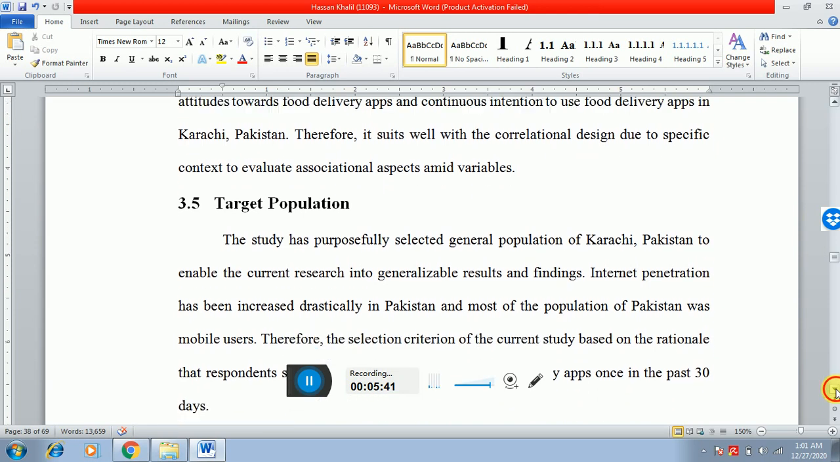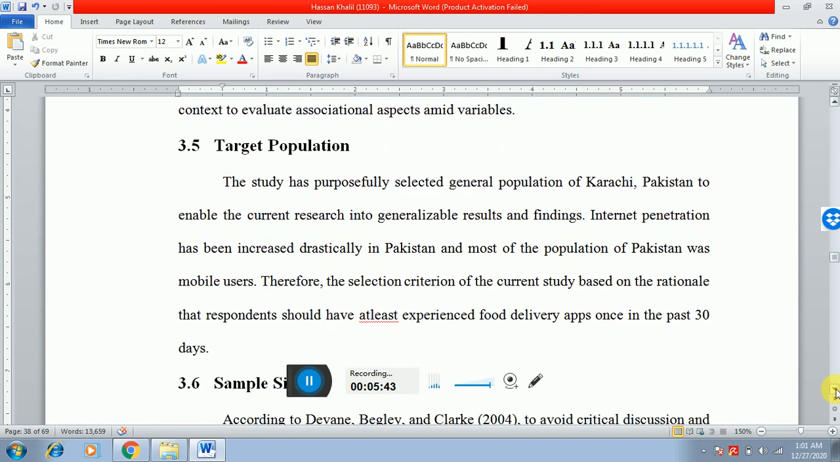Then target population. In this target population, you have to clearly explain why this is your target population. So let's suppose I give you an example: if you're working on internet banking adoption, who will be the target audience? The consumers who have bank accounts. So let's suppose if you're working on the topic related to food delivery applications, who will be the respondent?